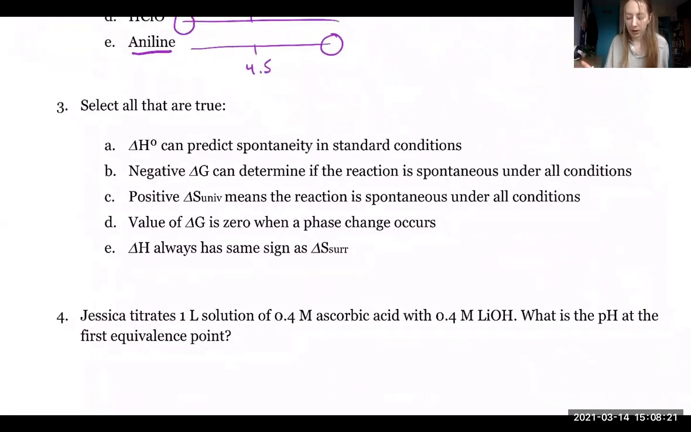So here's a more conceptual question about thermochem. Okay, so let's break these down. The first one is saying delta H, or enthalpy, can predict spontaneity in standard conditions. What do you guys think? Yes or no?